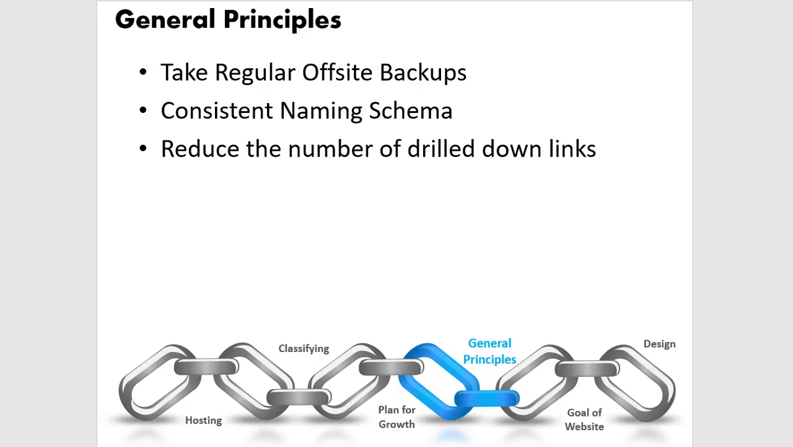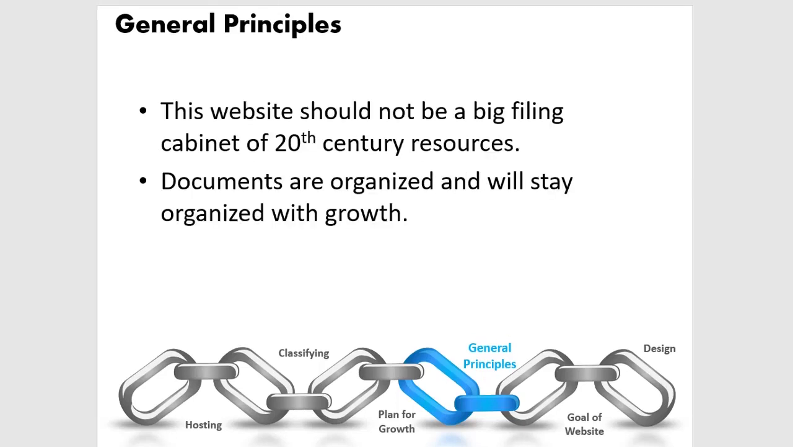Try to reduce the number of drilled down links in your project. For instance, if you've got 428 standards, don't have one link for each standard. Instead, link them to the top level standards website where they can then search for the standard on their own. That way, if the state changes their website, you only have to change one link instead of 428. Your website should not be a big filing cabinet full of 20th century resources. That's the Google Doc strategy. Instead, make sure that your documents are organized and that they will stay organized as your website grows.